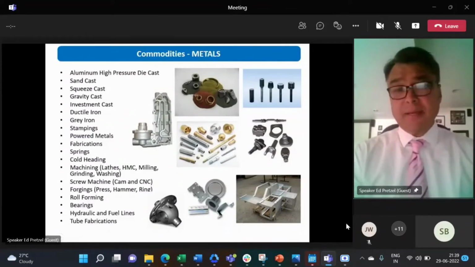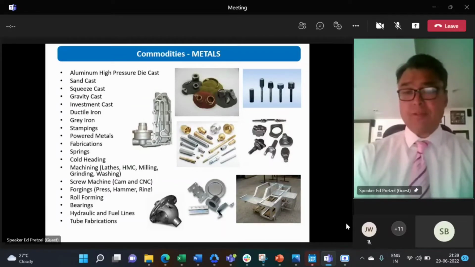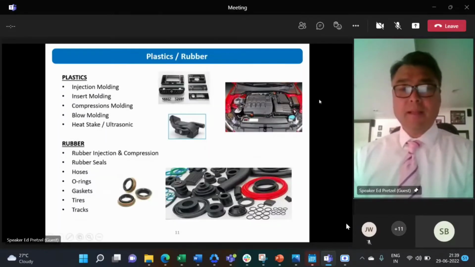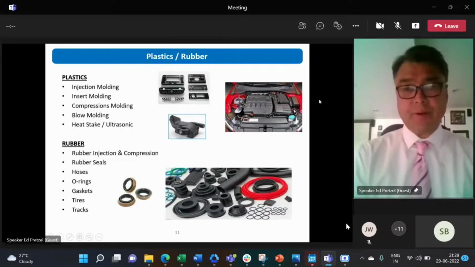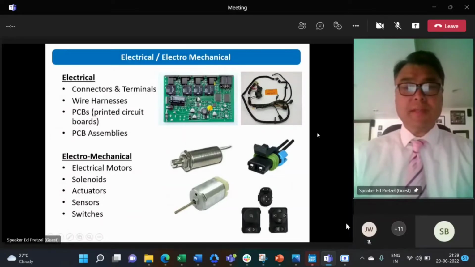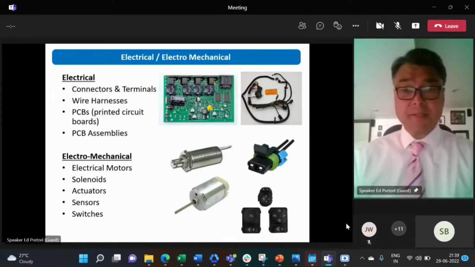We do a lot of costing in metals, so stampings, forgings, castings, powdered metals, machining, fabrications, both flat and tube. A lot of plastics and rubber. Also electrical and electromechanical, so connectors, terminals, wire harnesses, printed circuit board assemblies, motors, solenoids, actuators, sensors, switches.